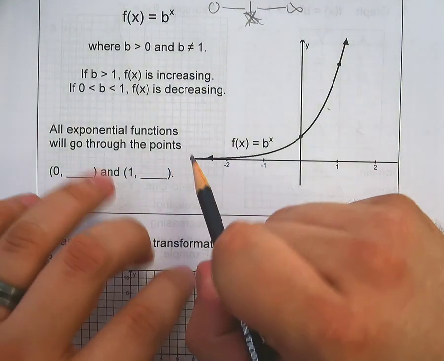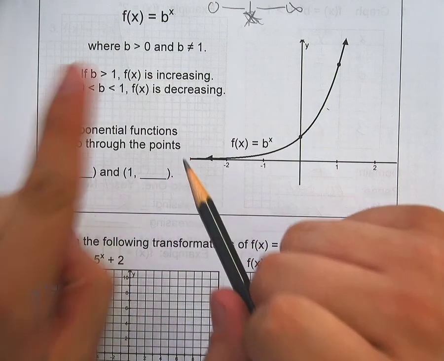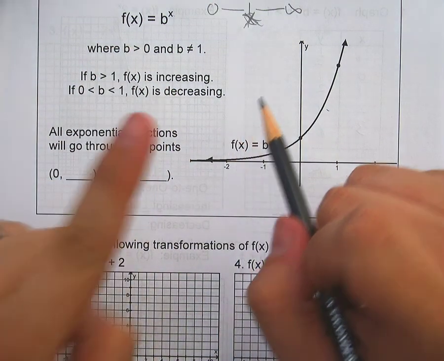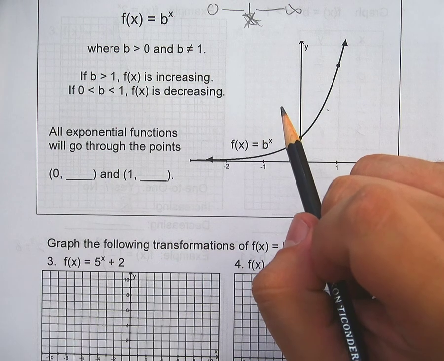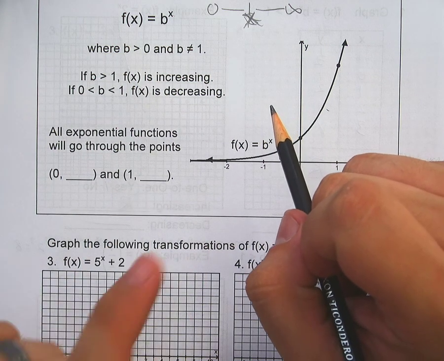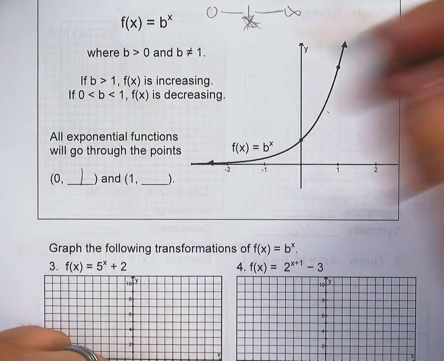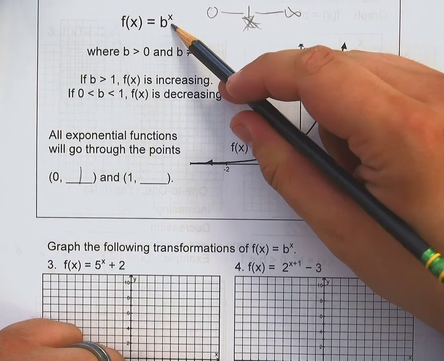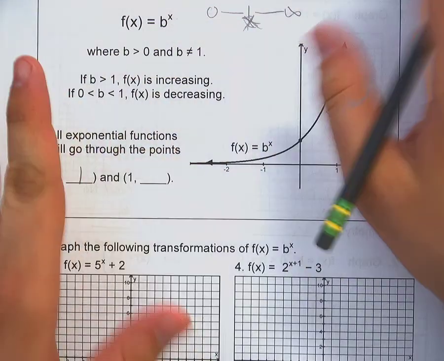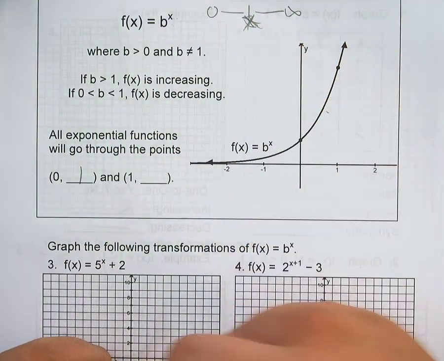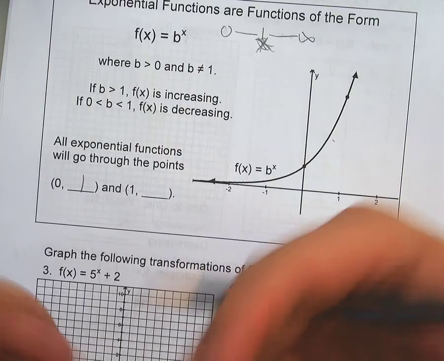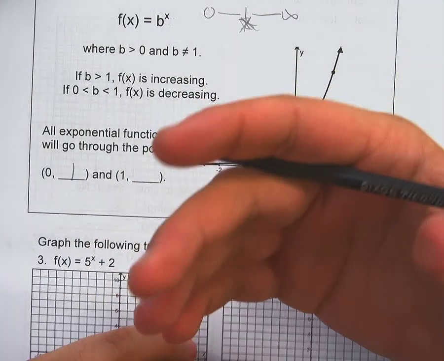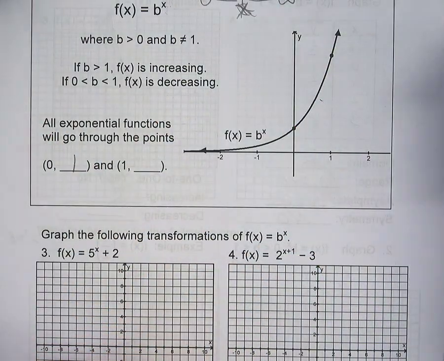And all exponentials share one point that they have in common. They will always, always, always go through the point (0, 1), because anything to the power of 0 is 1. So every single function will go through the point (0, 1). Now obviously we're going to transform them and transpose them and all that jazz. We'll get to that later.